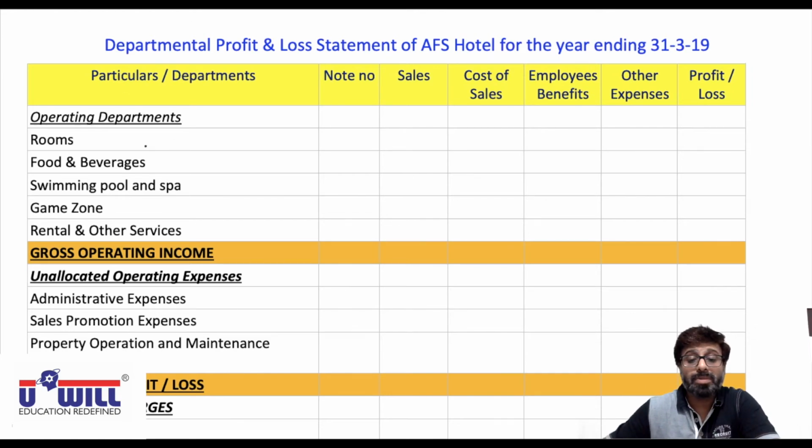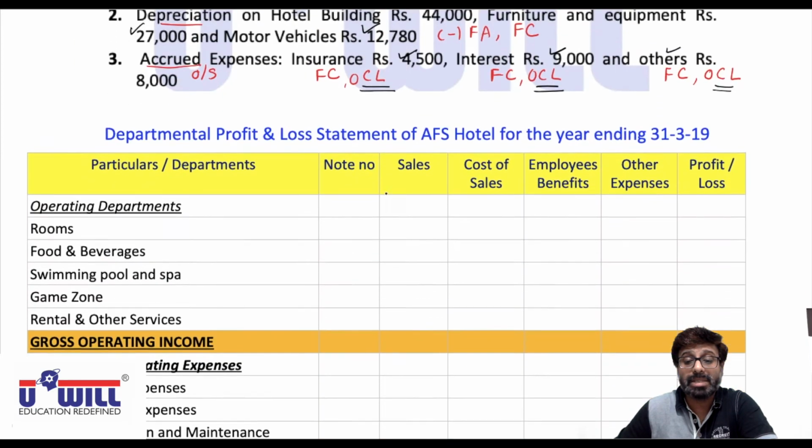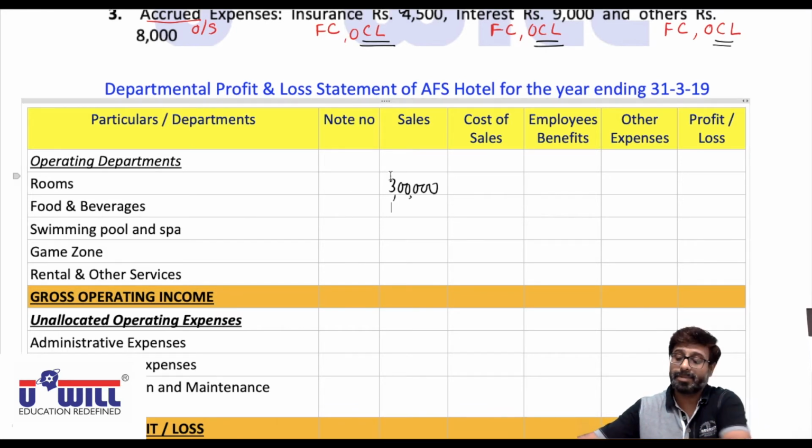First, rooms, sales. Directly we get it from the top. What is the sales of room? You all can see here, 3 lakhs. So all of you write down sales of room 3 lakhs.